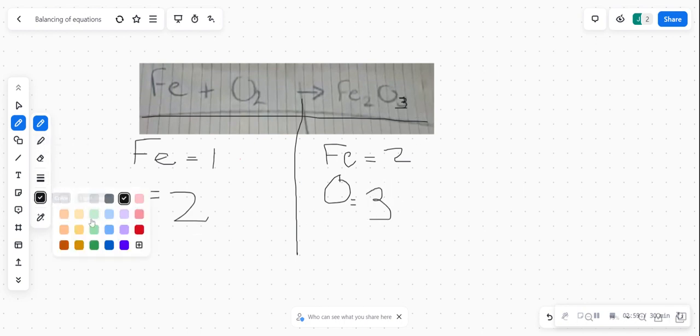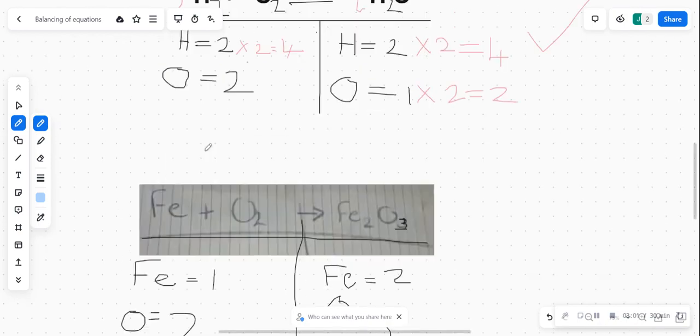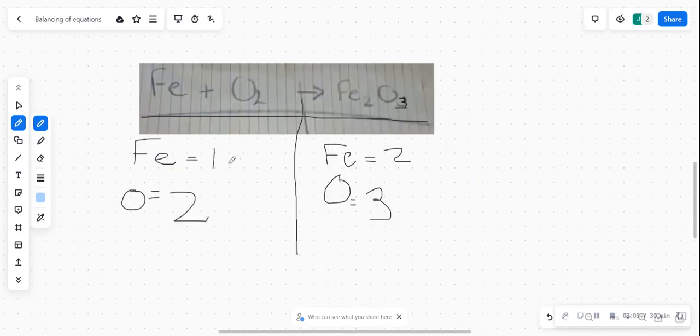So let's quickly change my color. Let's do a blue. We did red there. So the iron, I see already, I need to multiply it by 2 to get it to 2. So then I can write the 2 there. But then the oxygen, remember, I cannot add or subtract or divide, and I can also not multiply with halves, fractions or decimals. So I need to look at a common factor. The common factor here with this 2 is a 6. So what can I do with the 2 to get it to 6? I can multiply it with 3.